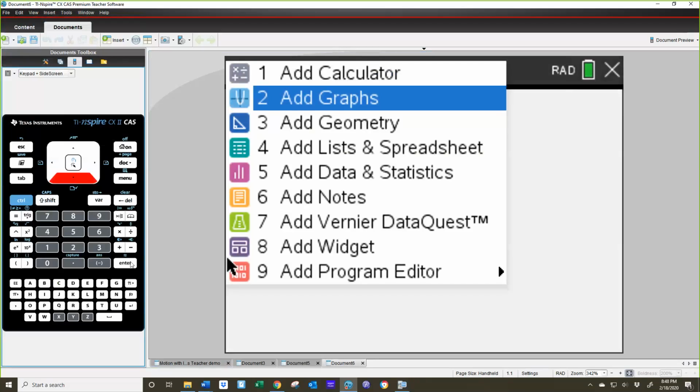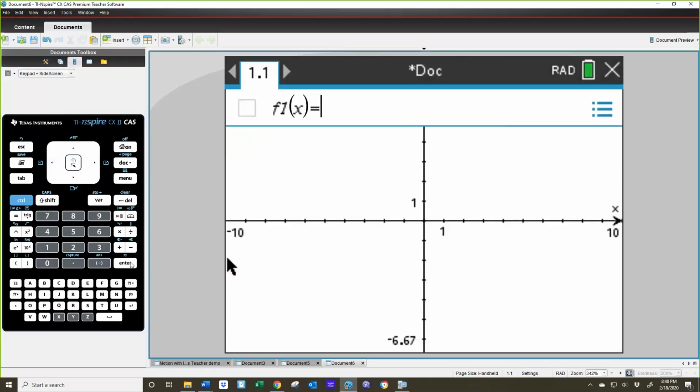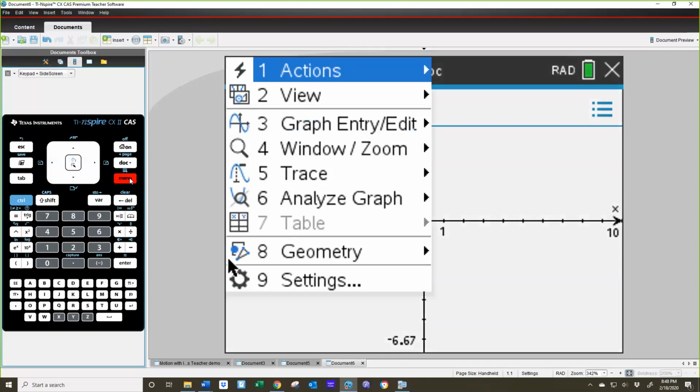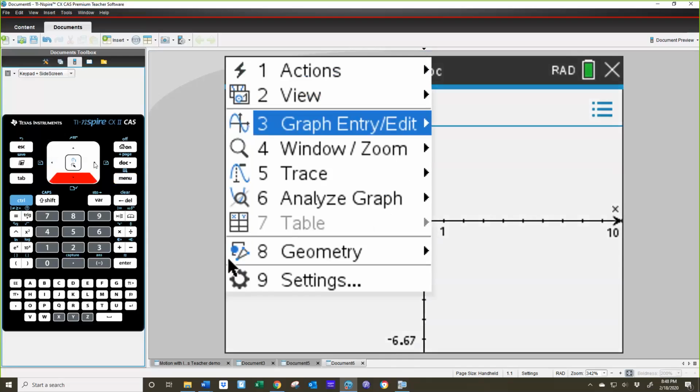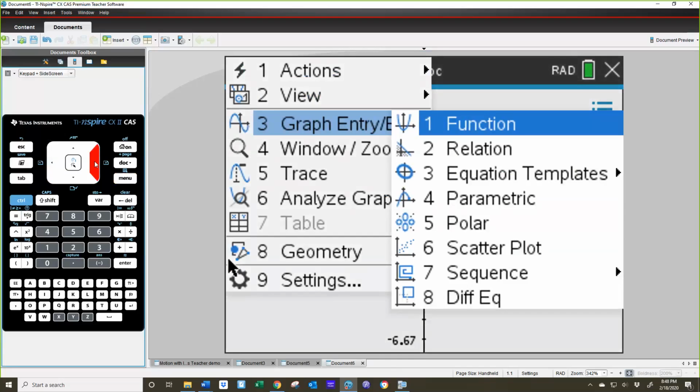So when I add graphs, I can't graph this with our function grapher. So I'm going to go to Menu and go to Graph Entry Edit. And when I look here, I see that my bottom selection is differential equations. And so that's where we'll be able to graph our slope fields. So I'll select number 8.